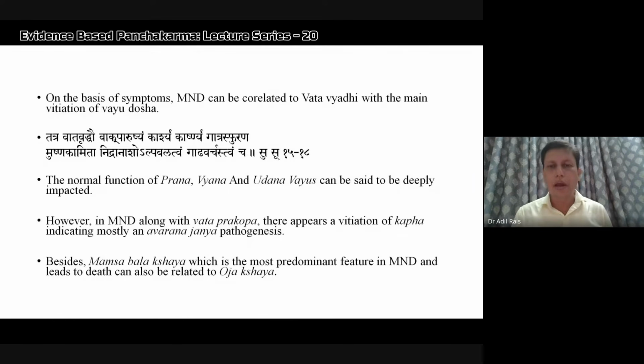The normal function of Prana, Vyan and Udan Vayus is also deeply impacted. Vishwas, Nishwas, and the Prayatn Karm, Urja, Balvana, Adi Karma of the Udan Vayu are deeply impacted in motor neuron disease. However, in motor neuron disease, along with Vat Prakop, there appears a variation of Kaph dosh also, which indicates mostly an Avaran-janya pathogenesis. So besides Mansa Balakshaya, which is the most predominant feature in motor neuron disease and leads to death, it can also be related to Ojakshaya.